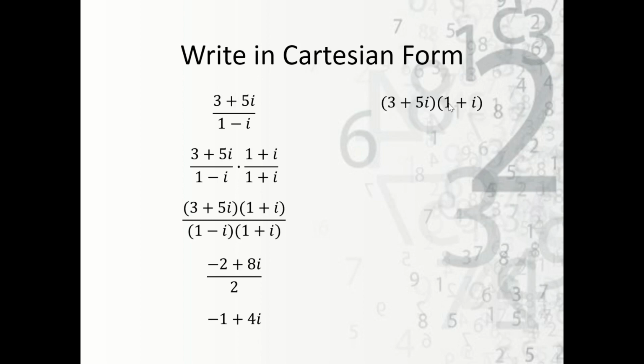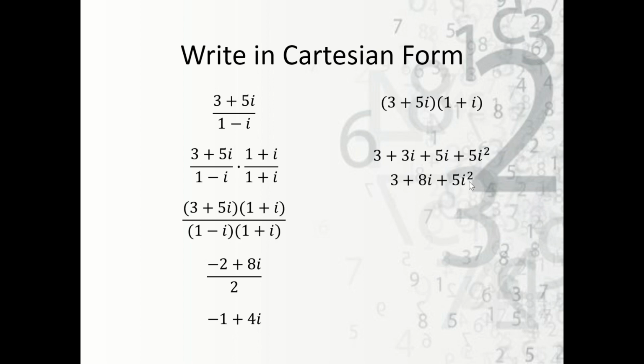3 plus 5i times 1 plus i. Well, all we need to do is just combine those and see what we get. So we get 3 times 1, which is 3, and 3 times i, which is 3i. Then we get 5i times 1, and 5i times i. So we end up with 3 plus 3i plus 5i plus 5i squared. Well, now we just combine like terms. So we have 3 plus 5i plus 3i plus 5i squared. And we get 3 plus 8i plus 5i squared.